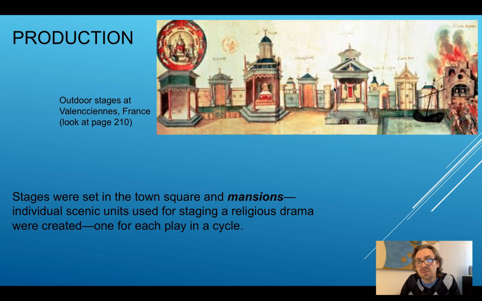Stages were set in the town squares, and mansions, individual scenic units, as you see here, were used for staging a religious drama, with one mansion for each play in the cycle. So if you have 3 stages like we see here, 3 mansions, then that's like a trilogy. That means the cycle is composed of those 3 stories, and we would be performing one play within that cycle at each of these. Okay? I hope that makes a little bit of sense.